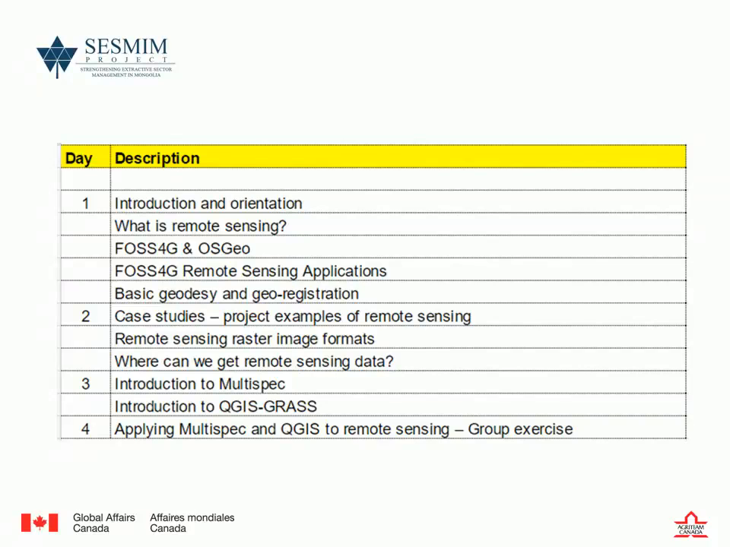And then on day 3, Monday, we will introduce MultiSpec, and then introduce QGIS. I don't know about GRASS, it's quite complex. I'll think about it on the weekend, look at how much I can cover. But I have actually introduced 3 software packages that I think are good for remote sensing. One is MultiSpec. The second one is QGIS with GRASS. The third one is SAGA.